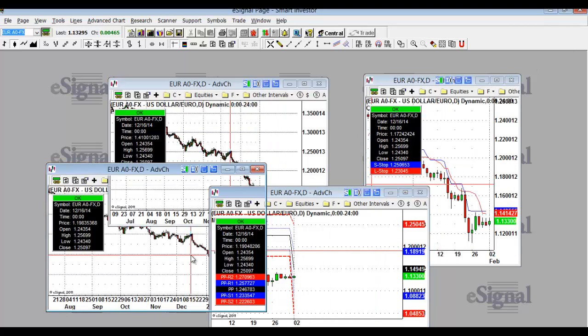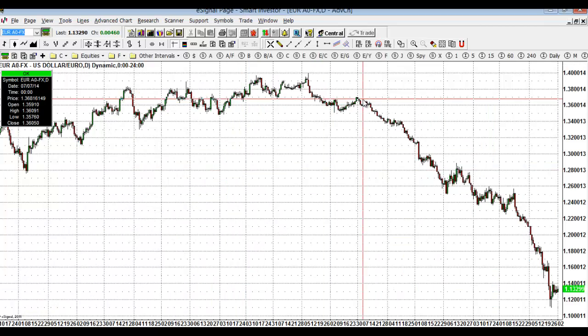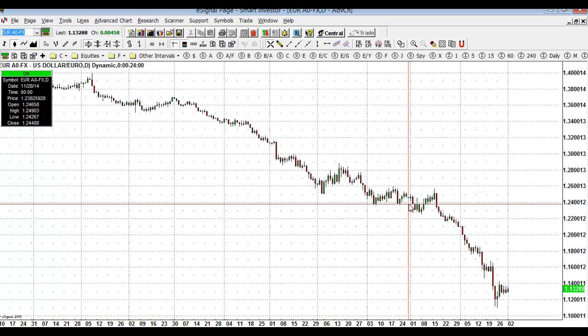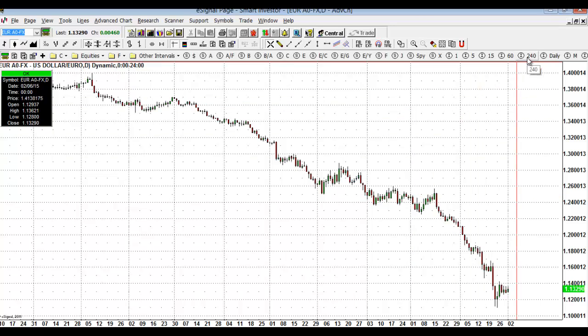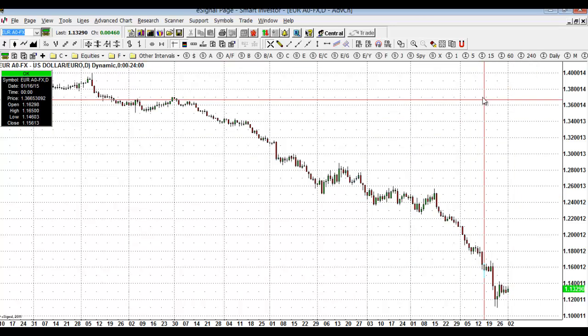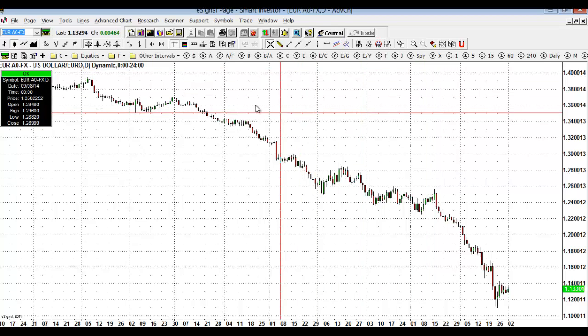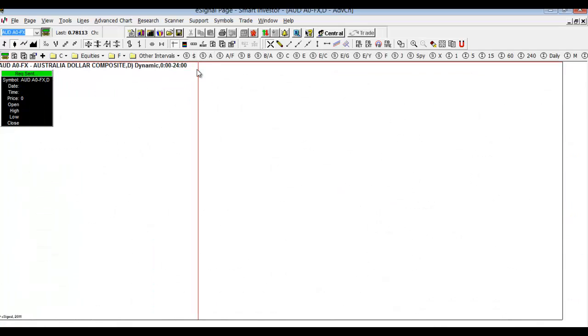Currently the market is still on a downward trend, and we cannot ignore the fact that the market is still in a downtrend, and in a downtrend it's better to look for selling opportunities rather than buying opportunities. Well, as trend traders, it's better to look at selling opportunities rather than buying opportunities in this market. So the euro is still in a pretty strong downtrend.